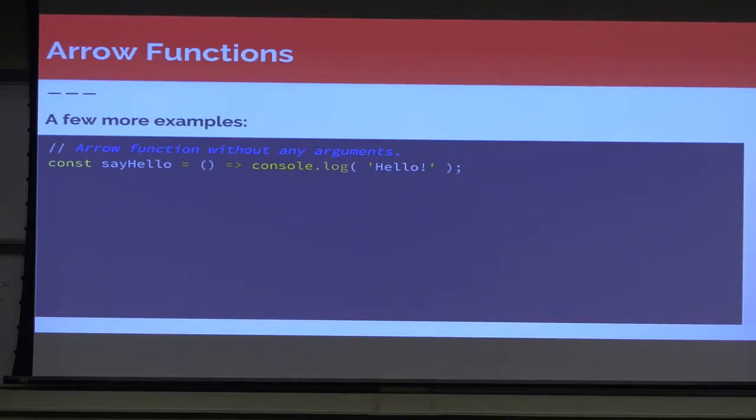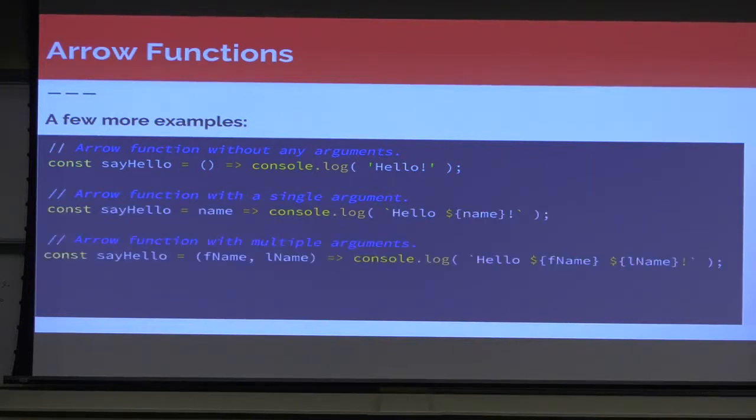There's a few more examples of arrow functions. You can do things like, I have no arguments in my arrow function. Bam. Just an open close parenthesis, arrow, implicit return. If you have a single argument, you don't need to wrap it inside of a parenthesis. You can just have the single argument listed. And if you have multiple, you go ahead and throw them into parentheses.